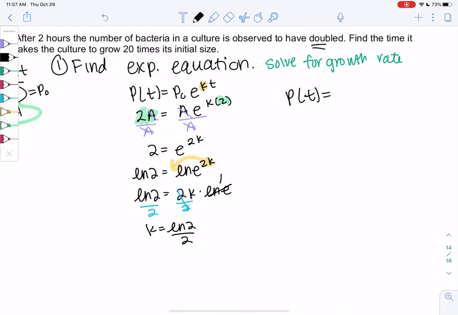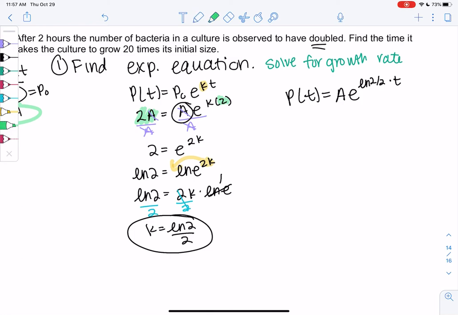So P of T equals A, for my initial amount, e to the ln of 2 over 2 times T. If it just drives you crazy, just do at least 4 decimal places or so for K. Don't round to 1 or 2. Keep a little bit more. So then the question is, how long to do 20 times. So 20 times its initial size would be 20A. So we'll set it equal to 20A. And solve for the time, because it says find the time.